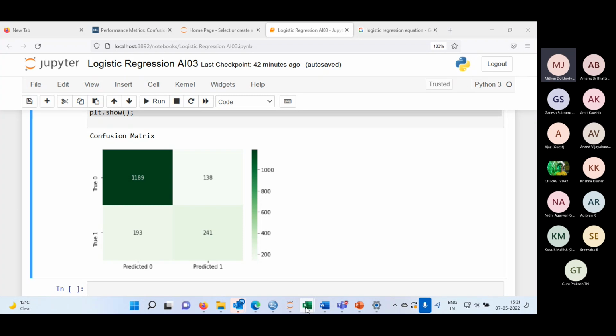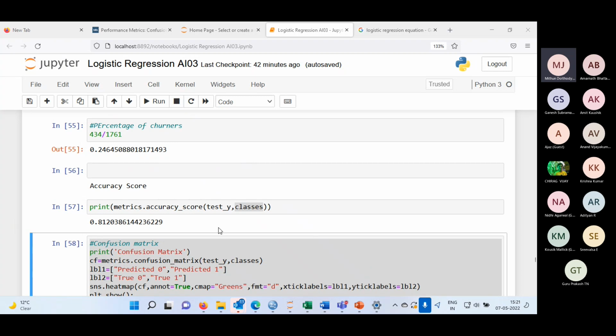If you want to know whether your model is biased or not, then you have to compare the training accuracy with the test accuracy. For example, see here, we are doing the accuracy score. Here, instead of test underscore y comma classes, you should give train underscore y comma classes. That's it. Are you able to understand this?